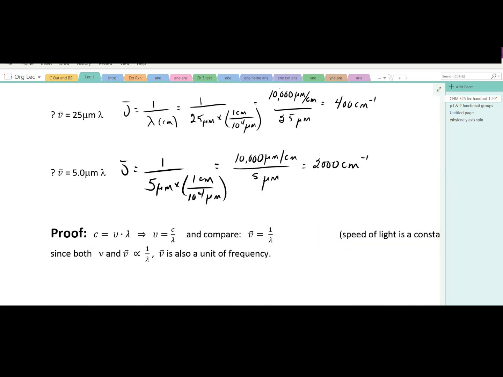So I want to make the case that wave number is actually a unit of frequency. You're probably familiar with this expression. The speed of light is a constant. It's equal to frequency times wavelength. Rearranging for frequency, we have frequency is a constant over wavelength, and compare the formula for wave number, it's 1 over the wavelength. So notice that the formula for wave number and frequency only differ by a constant factor, like the speed of light. Since frequency and wave number are both inversely related to wavelength, wave number is also a unit of frequency.